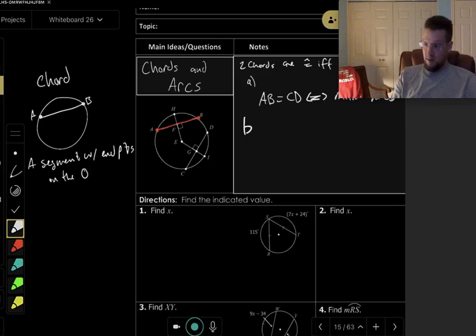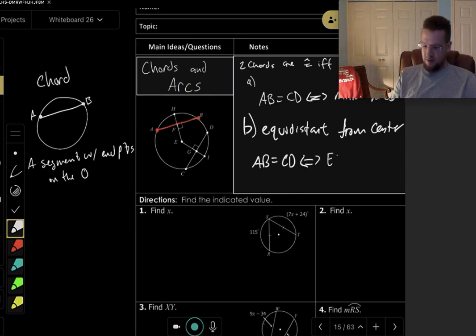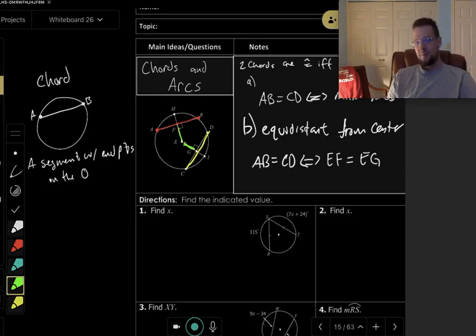We have that these chords are equidistant from the center. So in this figure over here, we would have AB is the same measure as CD if and only if EF, from the center to the chord, is equal to EG, from the center to the other chord. So these two chords will be equidistant if and only if these two green segments are the same.